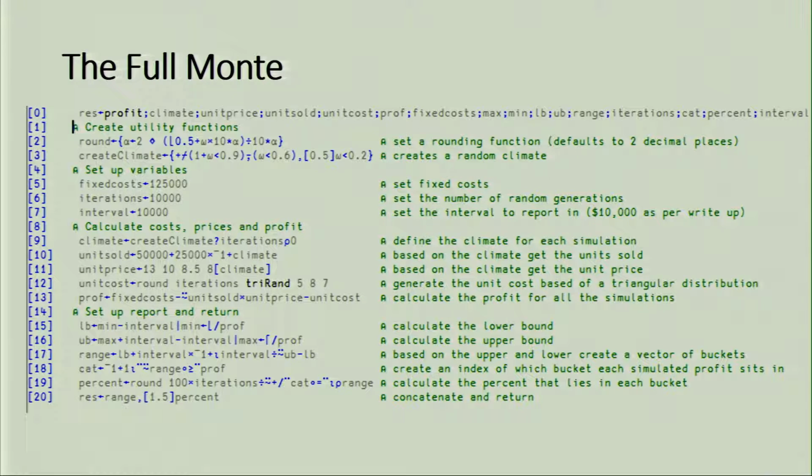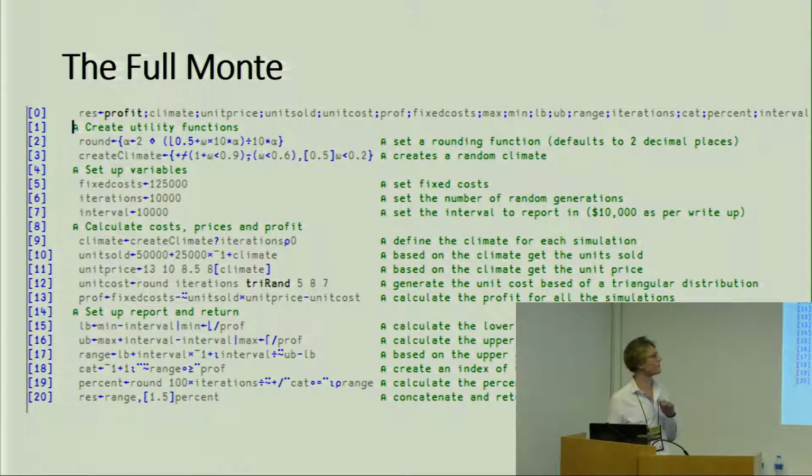This is the final code that essentially the answer creates buckets. So it will be, within intervals of $10,000, for instance. So within 0 to 10,000, what's the likelihood that we'll make this much profit? Between 10,000 and 20,000, what's the likelihood we'll make this much profit? And this is the function that achieves that.